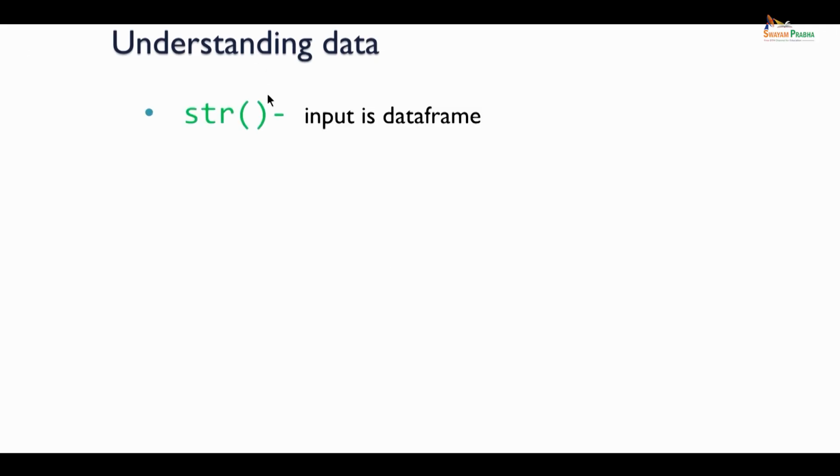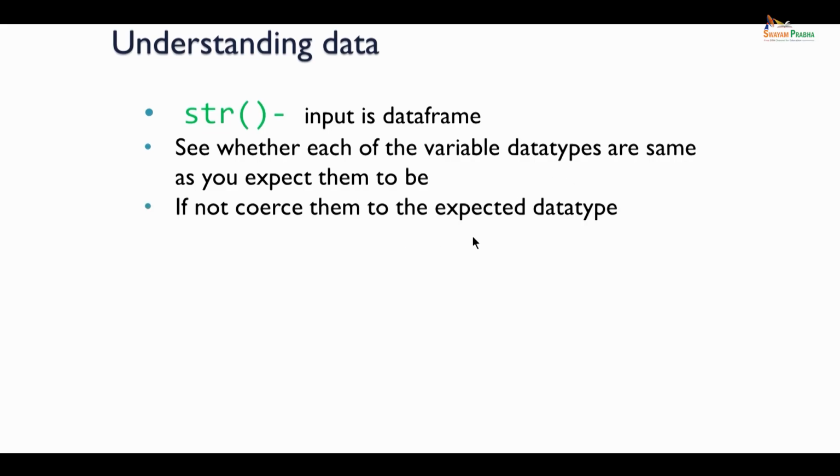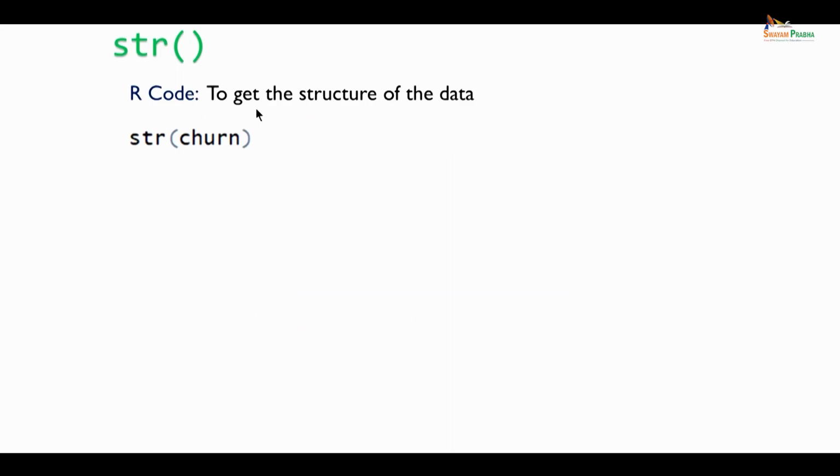So, to understand the data even more better, we can use the function called str. This will give you the structure of your data frame. So, the input should be your data frame. Here we are going to see whether the variables are of expected data type or not. If not, we are going to coerce them to the expected data type. So, let us look at the syntax for str command. The input should be your object, that is nothing but your data frame. To get the structure of the data, you can use the command called str followed by your data frame name, that is churn here.